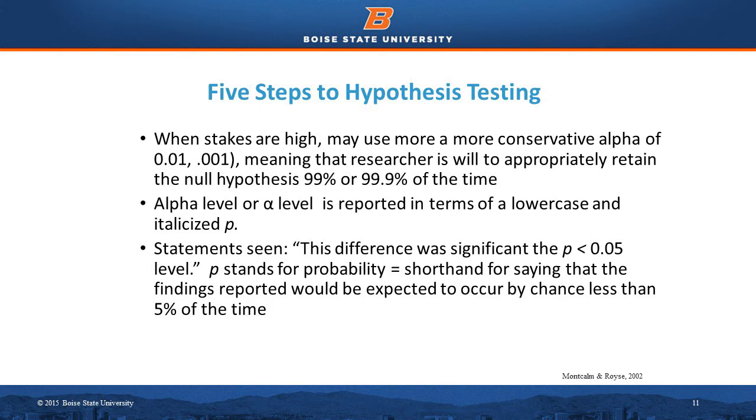The researcher reports the alpha level using a p-value, which stands for the probability of something happening by chance. For example, if we see a p-value of 0.05, we can interpret this as findings reported would be expected to occur by chance less than 5% of the time.